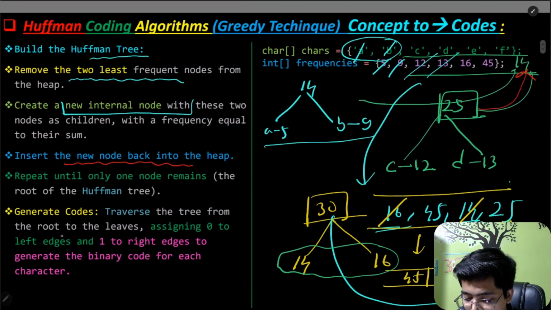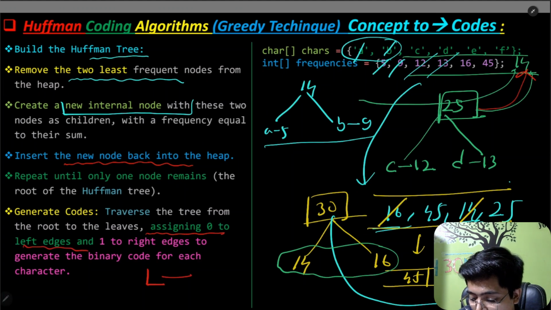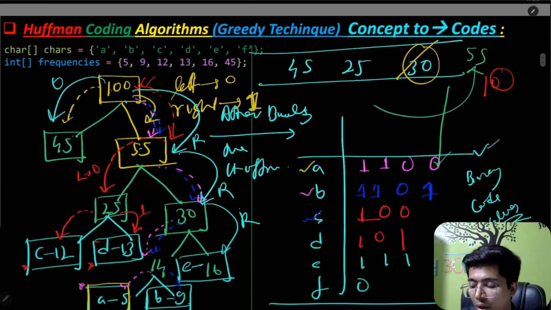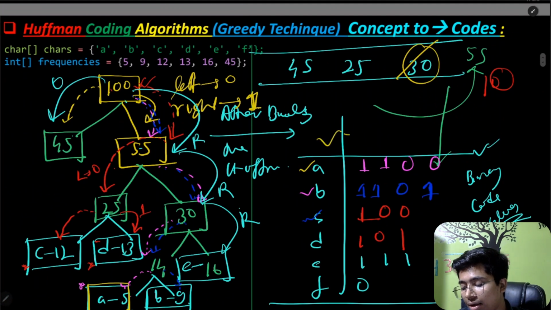Generate code. Traverse the tree from the root to the leaves, assigning 0 to the left edges. Whenever we traverse towards the left, we assign 0, and whenever we traverse towards the right, we assign 1. So we have done the same: left 0 and right 1. And this is the construction table of binary codes that we have constructed.